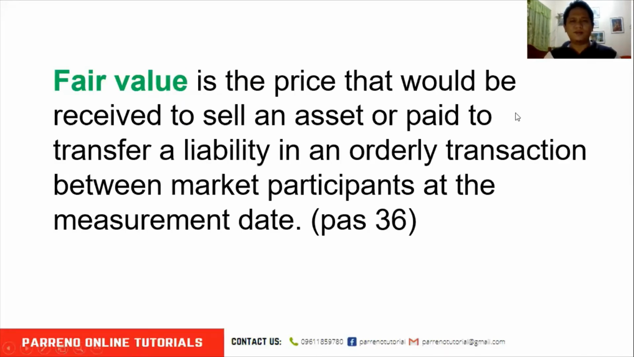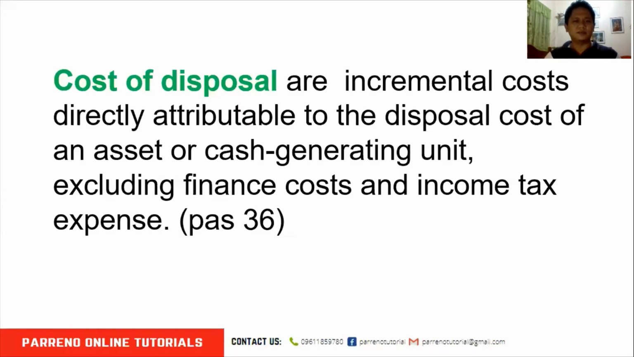Then we have fair value. Fair value is the price that would be received to sell an asset or paid to transfer a liability in an orderly transaction between market participants at the measurement date. Cost of disposal are incremental costs directly attributable to the disposal of an asset or cash generating unit, excluding finance cost and income tax expense. So this cash generating unit will be discussed in the next part of the impairment series.